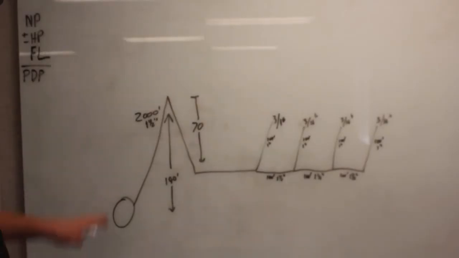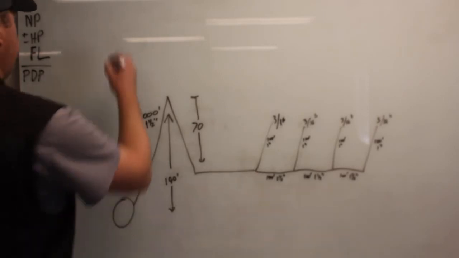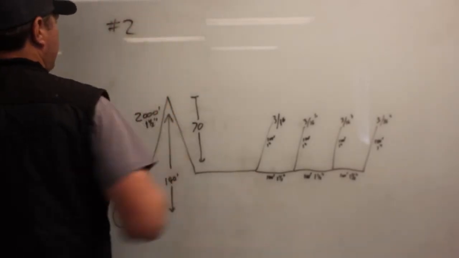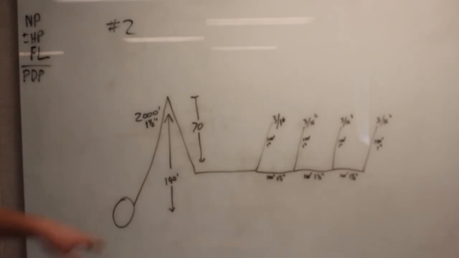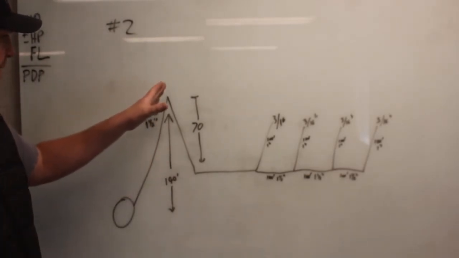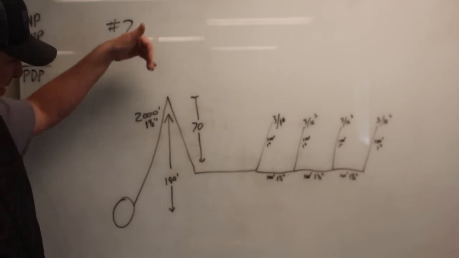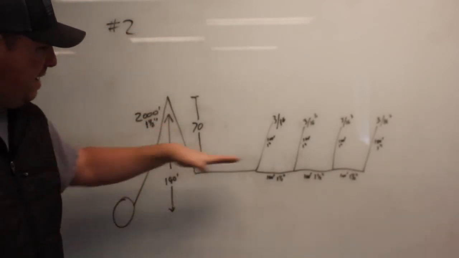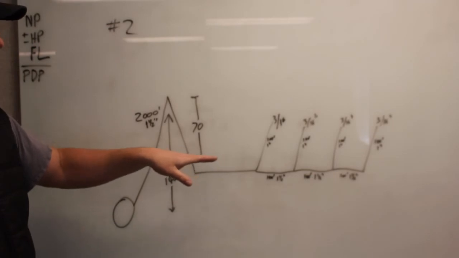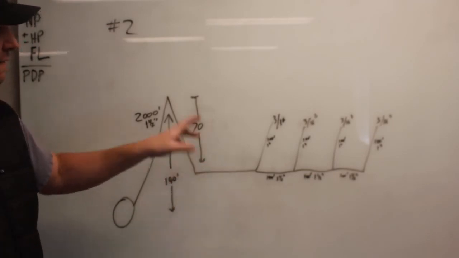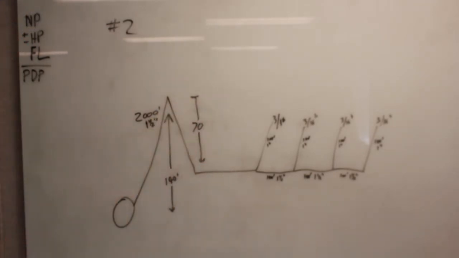All right, so here we have problem number 2. Problem number 2, we have a pump. Pump pumps up 190 feet, down 70 feet, and then over to our actual hose lay where we're fighting fire. There are 4 3/16 tips in this problem, in this hose lay. So the first thing I do is I write up my equation up here so I have something to work off of. That's always my first step.